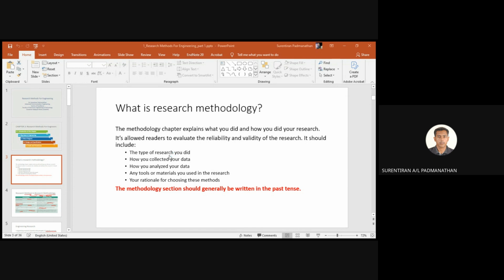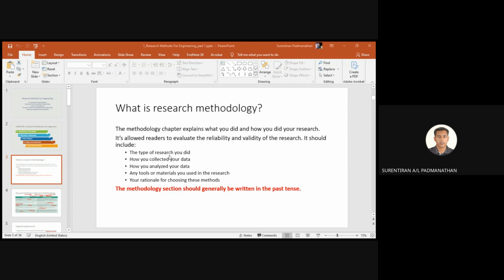Okay, the introduction chapter is the second chapter. After doing the literature review, you do the literature study first, then you write your literature chapter, you do the analysis, and you find the research gap. Once you find the research gap, then you analyze. Then you decide what the problem statement is, what the objective is, and what the scopes and limitations of the project are.